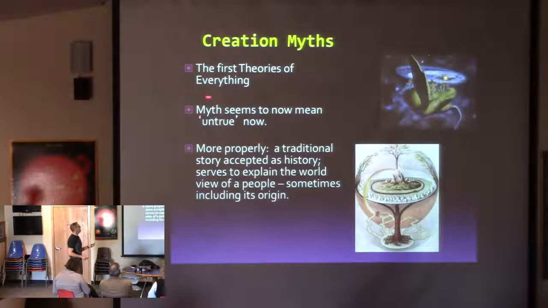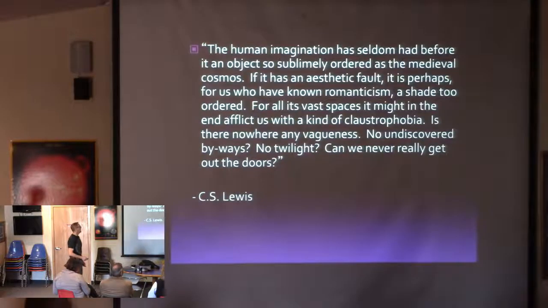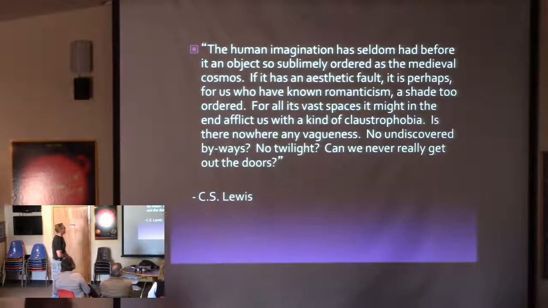So, first theories of everything try to map where the Earth was and how it formed and what was part of it. This is a neat quote. The human imagination has seldom had before it an object so sublimely ordered as the medieval cosmos. If it has an aesthetic fault, it is perhaps for us who have known Romanticism a shade too ordered. For all of its vast spaces, it might in the end afflict us with a kind of claustrophobia. Is there nowhere any vagueness, no undiscovered byways, no twilight? Can we never really get out the doors?